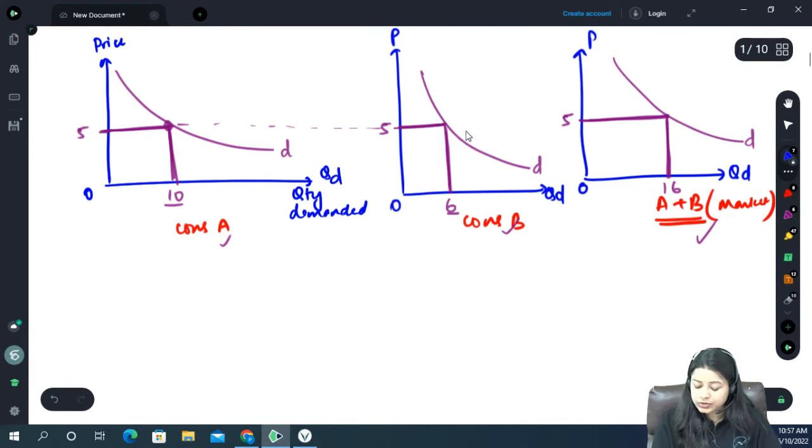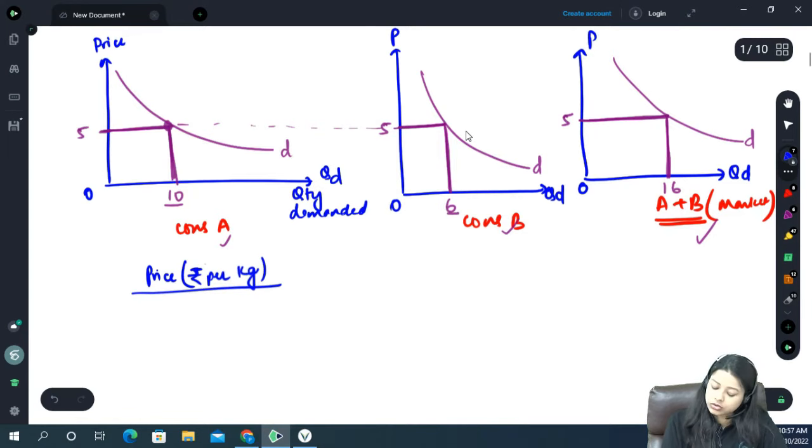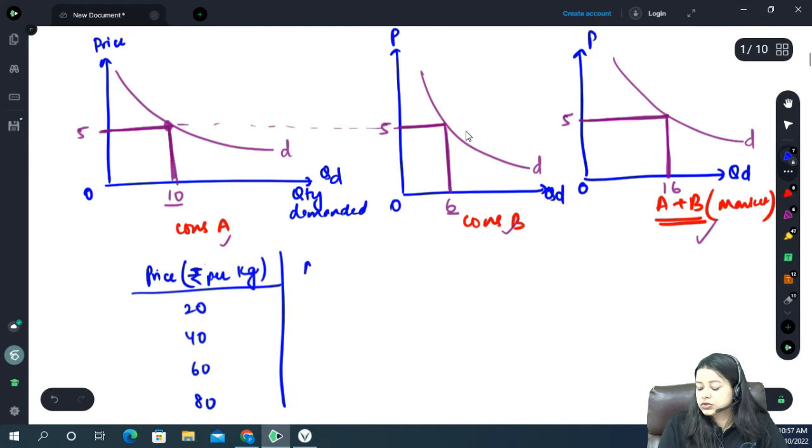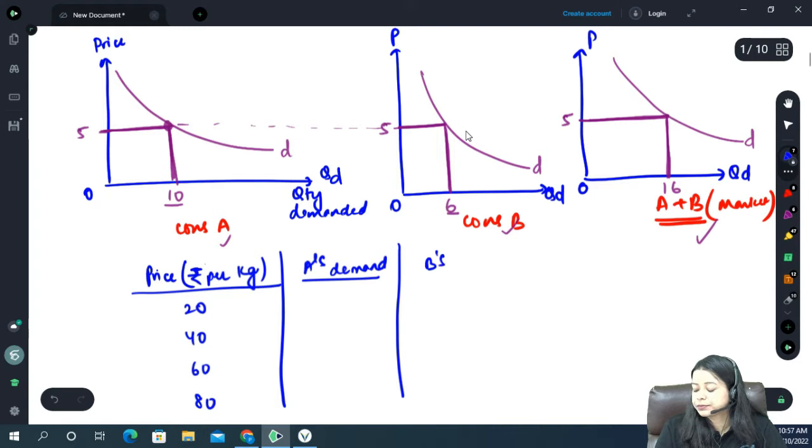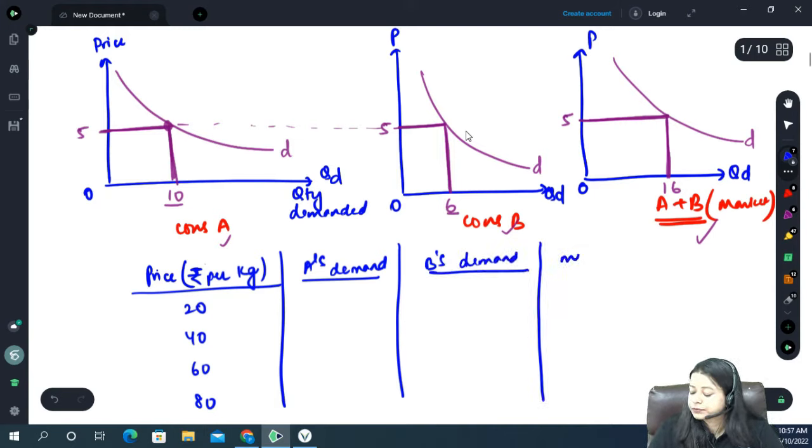If I construct a schedule, I will write price, let's say in rupees per kg, and 20, 40, 60, 80. Here I am also writing A's demand, B's demand, and the market demand.